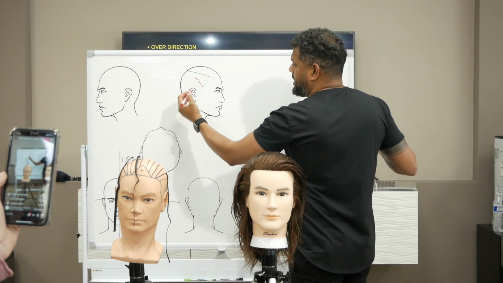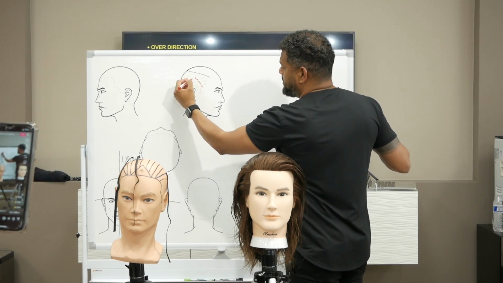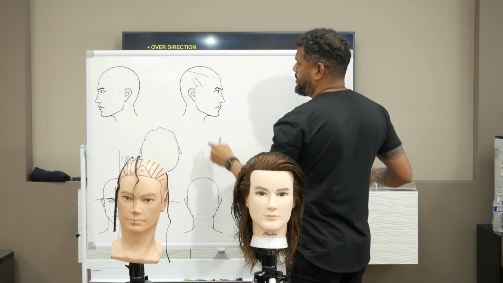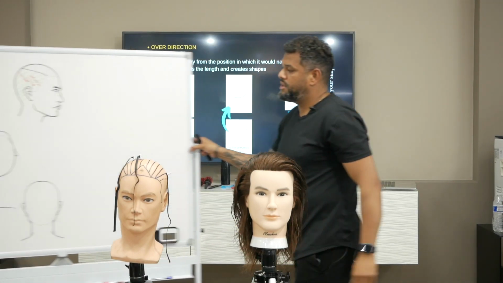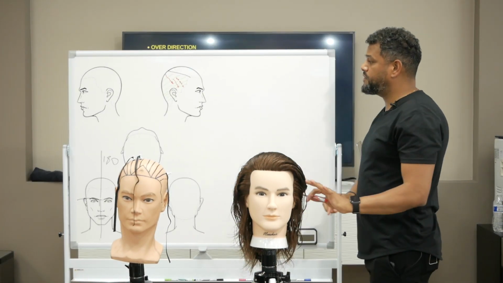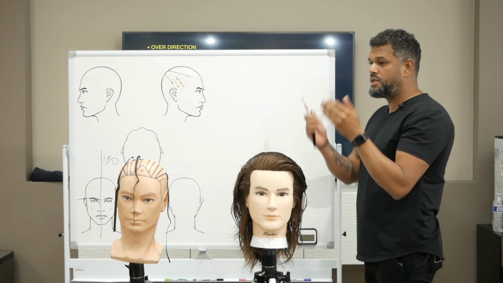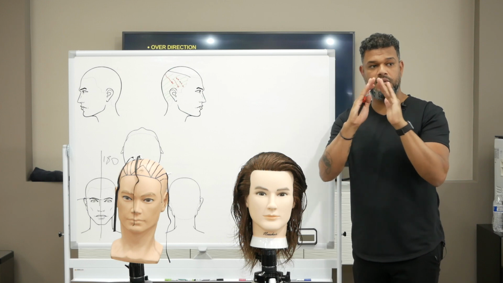If I bring this section to my first section in this one, to create round shape, no overdirection. To maintain your length and create square shape, you direct both sections to the center and cut.